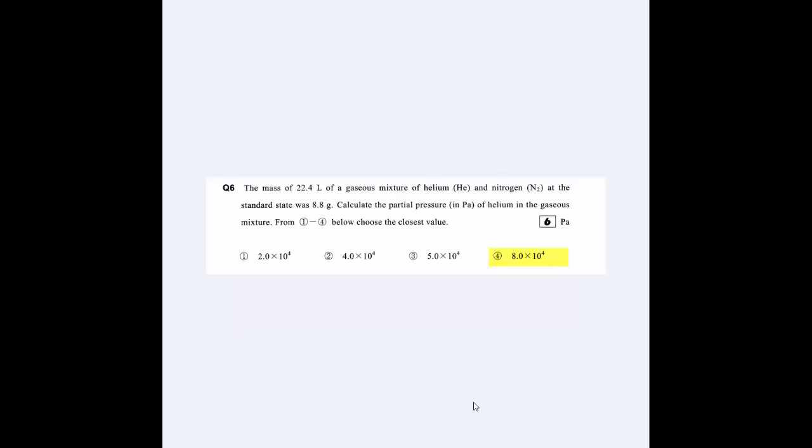6. The mass of 22.4 liters of a gaseous mixture of helium, He, and nitrogen, N2, at the standard state was 8.8 grams. Calculate the partial pressure in Pa of helium in the gaseous mixture. From 1 to 4 below, choose the closest value. The answer is 4. 8.0 times 10 to the 4th. That's the answer.